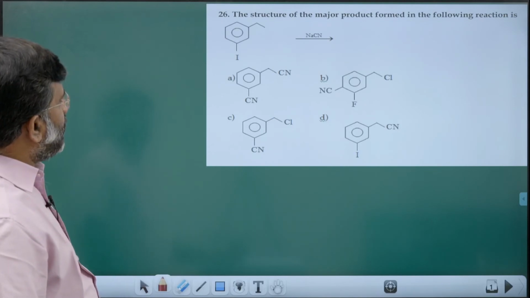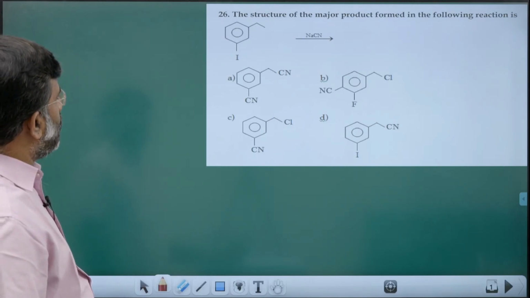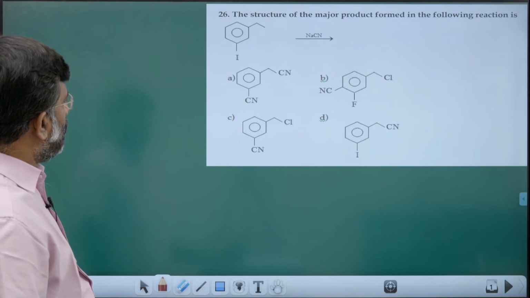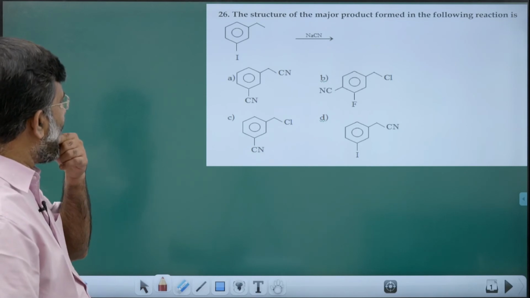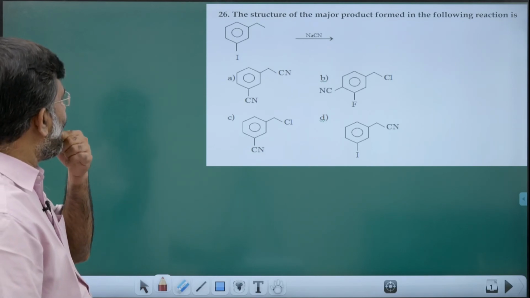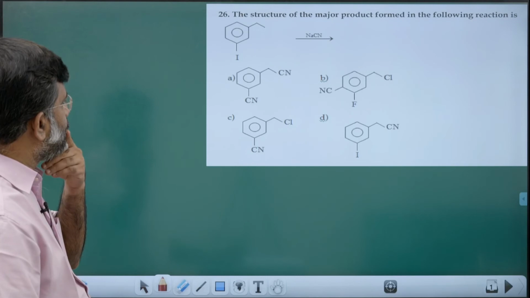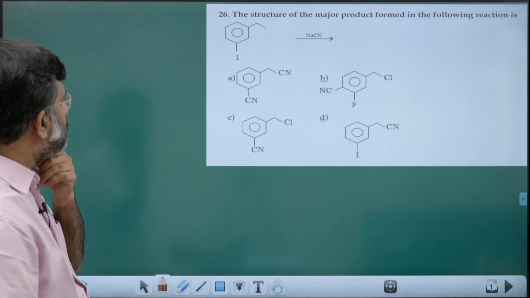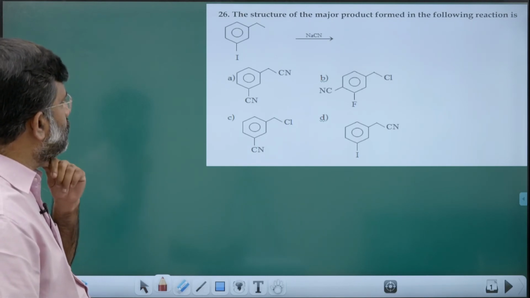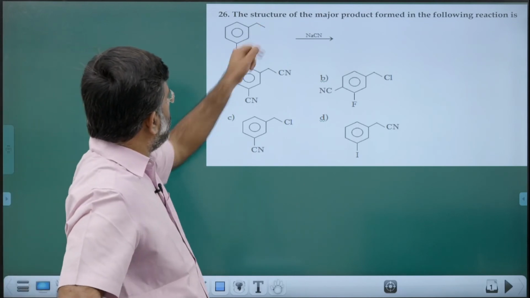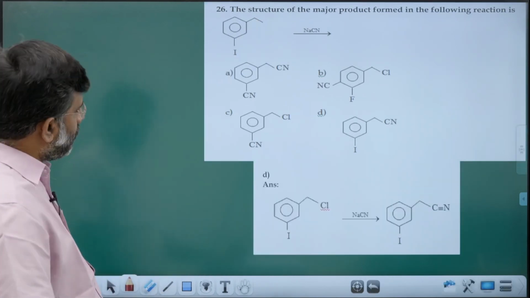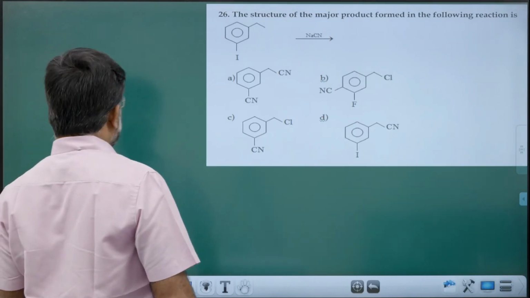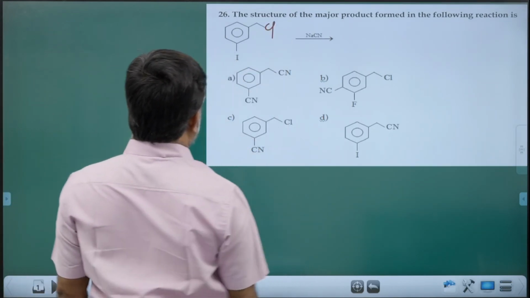The structure of major product formed in the following reaction is. I think there is something missing. Yeah, that's it. There is chlorine here. Yeah.